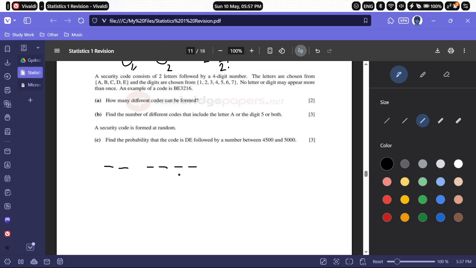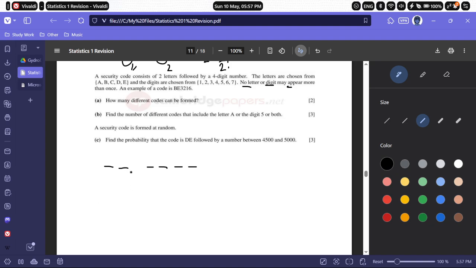Okay, moving on. So you're told that the letters are chosen from this and the digits are chosen from the given set. Now, no letter or digit may appear more than once. And then you're given an example as well. So how many different codes can be formed?